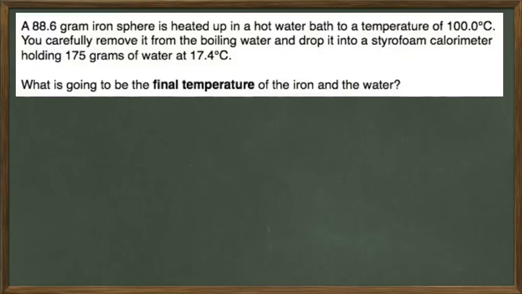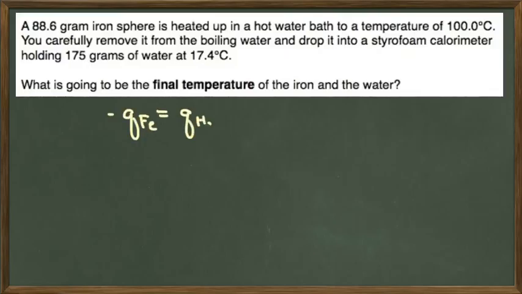Now remember, this is actually fairly simple if we keep in mind just one fundamental idea here. The iron is going to give up heat, the water is going to gain heat. We will record our final temperature whenever there is a thermal equilibrium reached. The water and the iron sphere will be at the same temperature. If you keep this in mind, it gets you started by writing an equation that illustrates that situation.